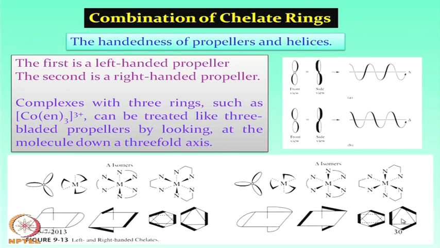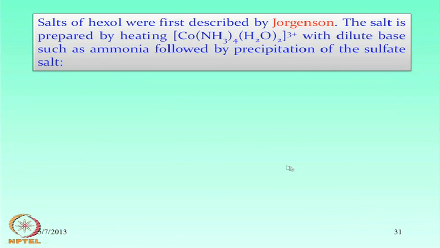In all these cases, it is important that, viewing through these triangular faces, we see how the lower face is accommodated and how they are connected, whether in a clockwise or a counterclockwise direction. One such good example was made by Jörgensen, a famous person who worked on all these molecules for so many years and described the molecule as hexol. This salt can be prepared by simply heating the corresponding diaqua compound of the tetraamine cobalt(III) with a dilute base such as ammonia.